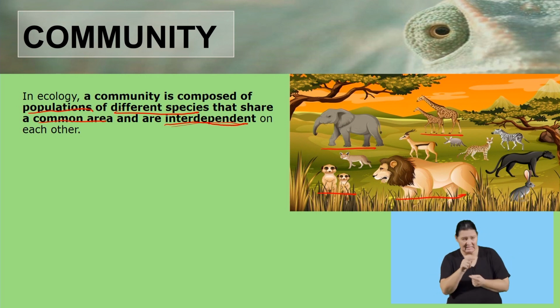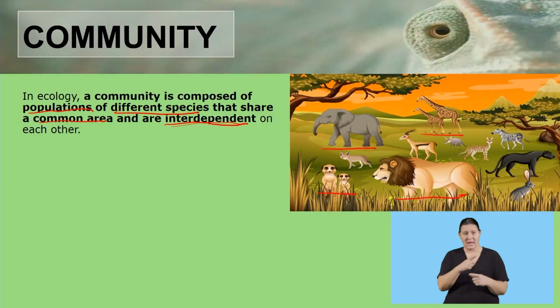Now, what do we mean by interdependent? We mean that they feed on one another for energy. So, for instance, if this lion feeds on the meerkat or on the impala over there, what will happen is that the lion will get the energy from whatever it's feeding on. So that means the lion is dependent on the next organism for its survival. So that is a community.